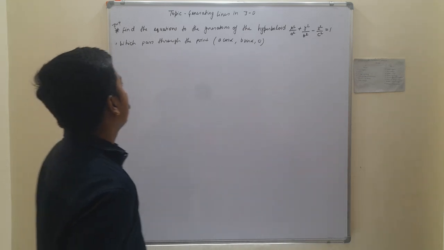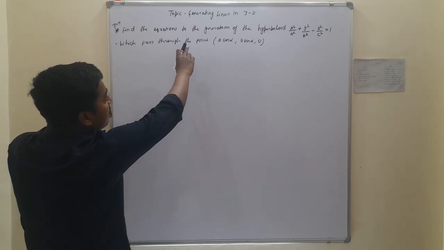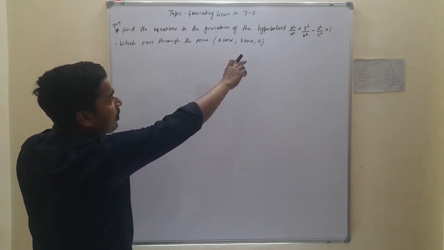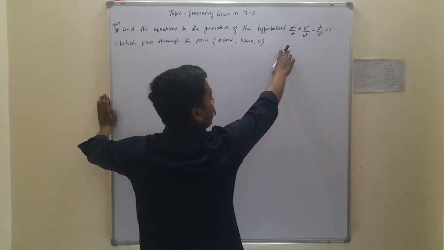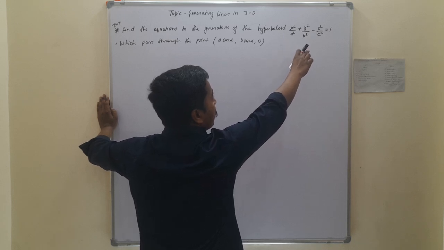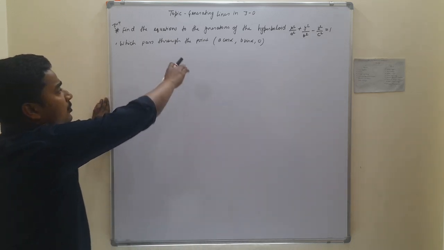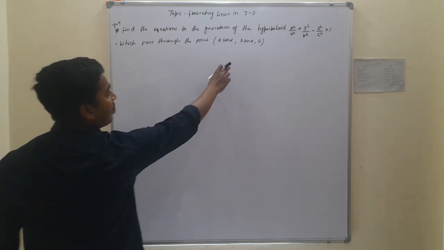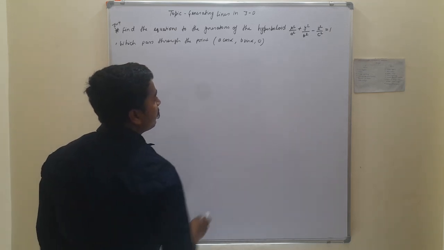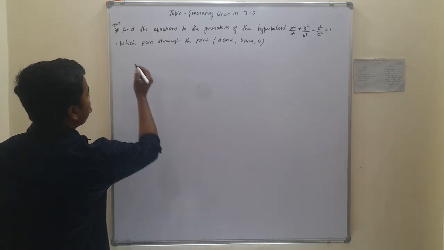The question is: find the equations of the generators of the hyperboloid x square upon a square plus y square upon b square minus z square upon c square is equal to 1, which pass through the point a cos alpha, b sin alpha, 0. Let's solve the problem.